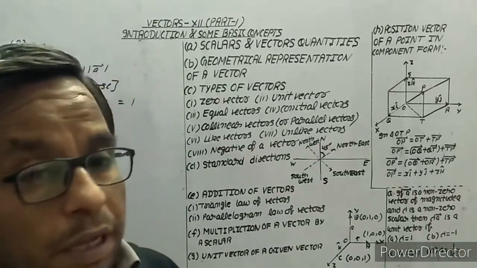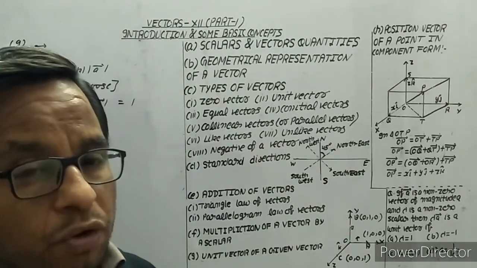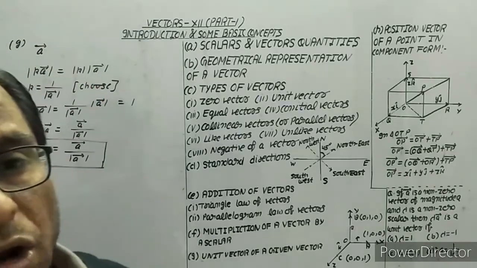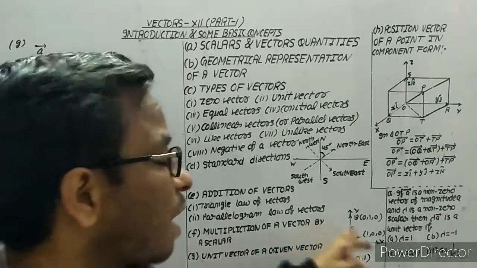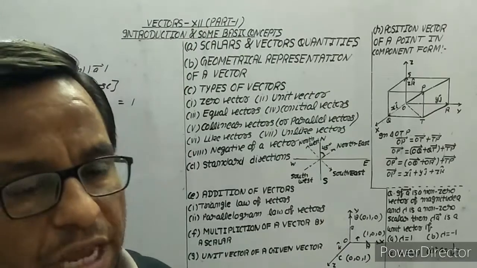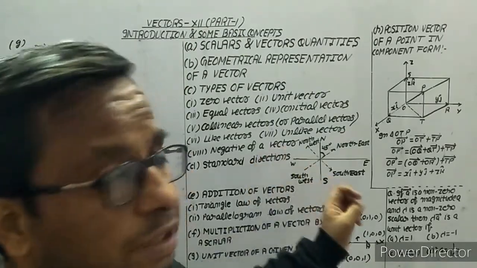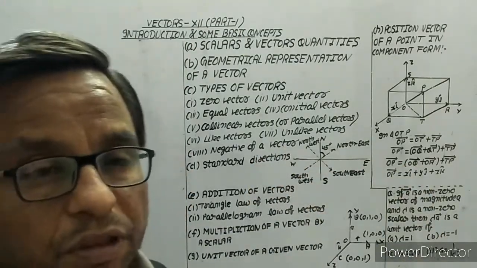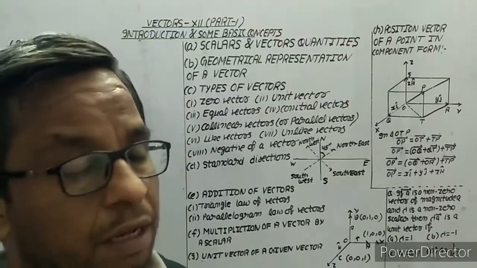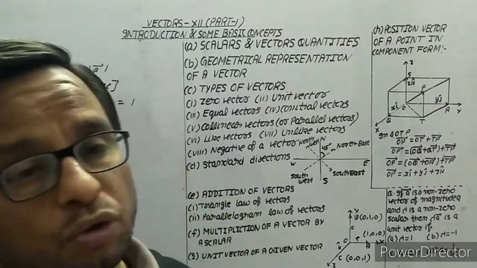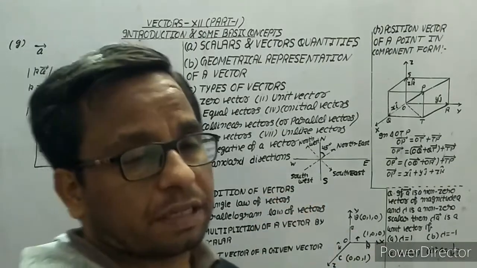Now in the same way, there are particular unit vectors along the axes. Along the x-axis the unit vector is i, along the y-axis j, and along the z-axis k. We have to remember this point very carefully because we are always going to use these unit vectors along the axes.